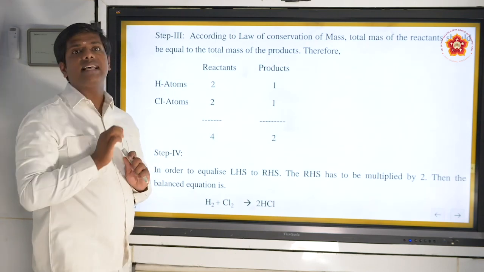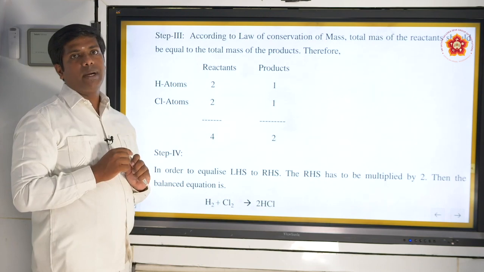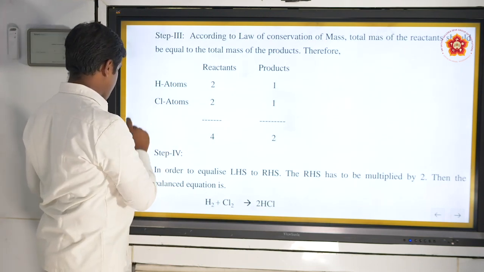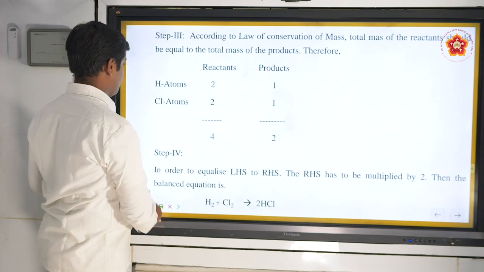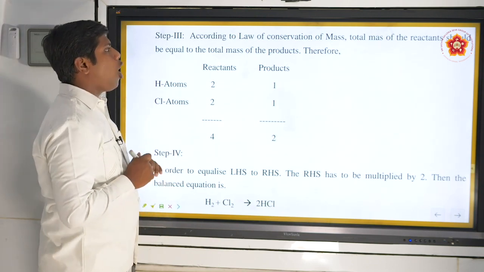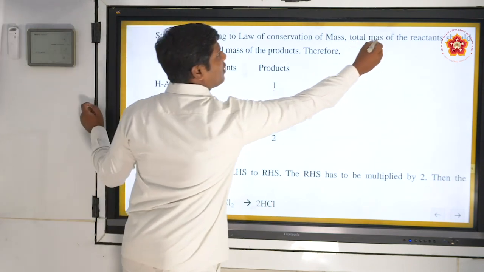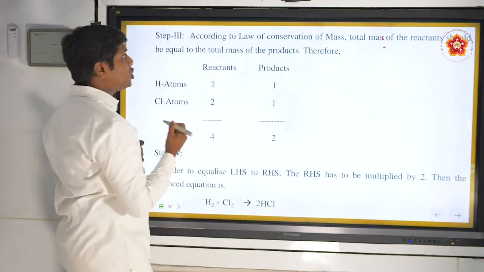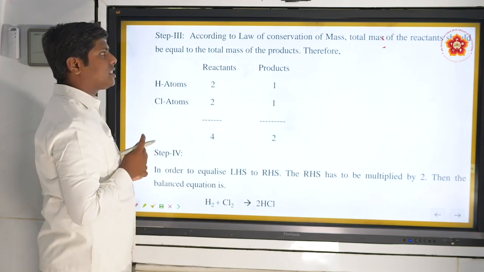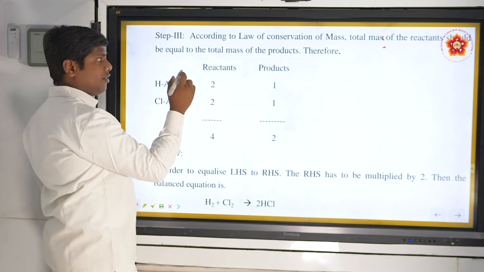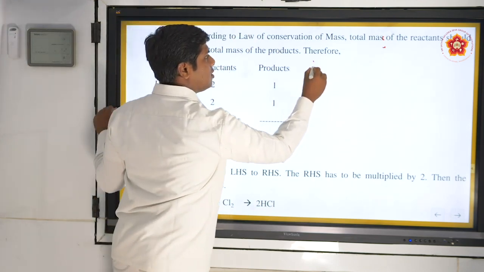These are some of the errors that children make. But children, please be attentive. The third step is, according to the law of conservation of mass, the total mass of reactants should be equal to the total mass of products. Therefore, here I'll write the equation.